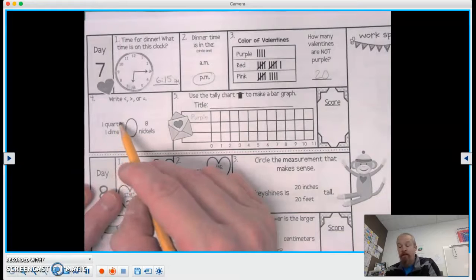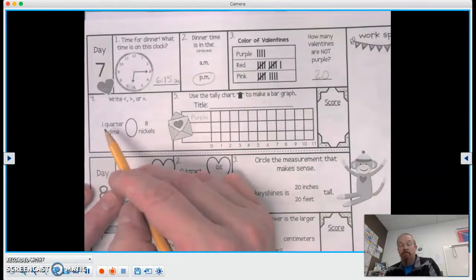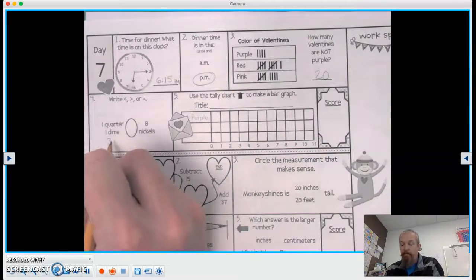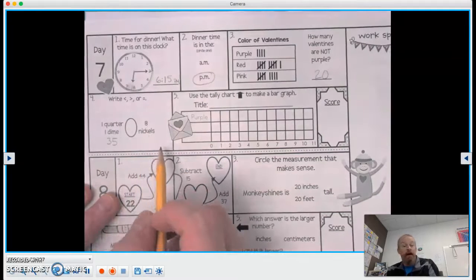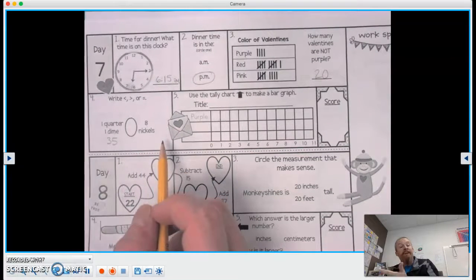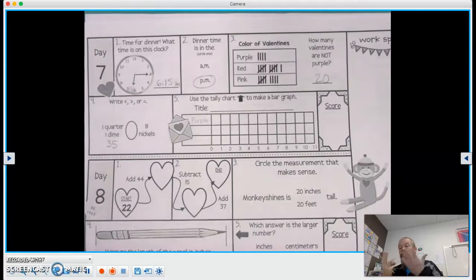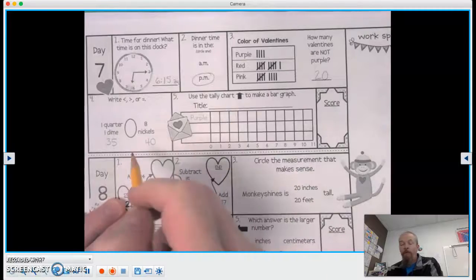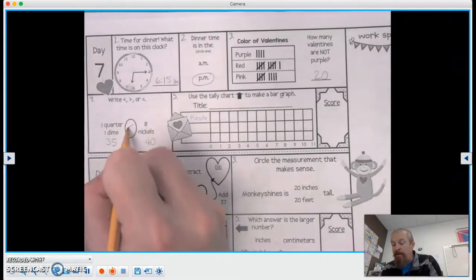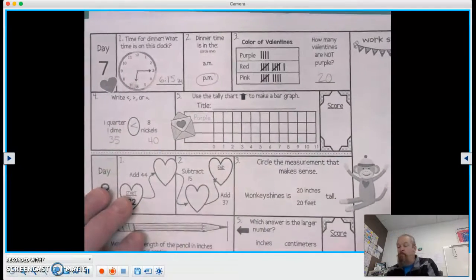Write less than, greater than, or equal to 1 quarter and 1 dime. Well, 1 quarter is 25 cents. A dime is 10, so 25, 35. 8 nickels is counting by 5, so 5, 10, 15, 20, 25, 30, 35, 40. In this one, 35 is less than 40.